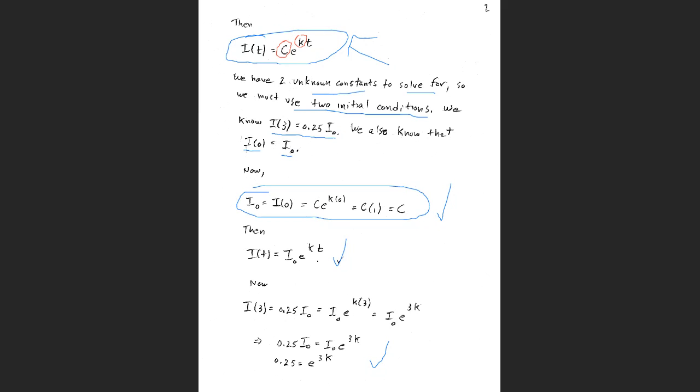Okay, so now we know what that big constant C is, but we have to solve for little k, and I end up with this equation, 0.25 equals e to the 3k power. What are we going to do to both sides of this equation to solve for that little constant k? That's right. Good. Take the natural log of both sides.